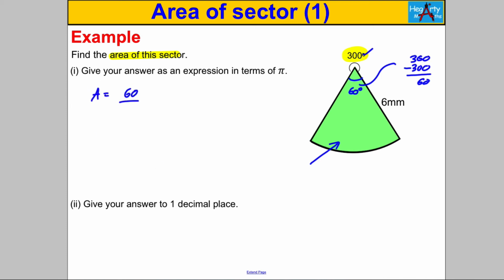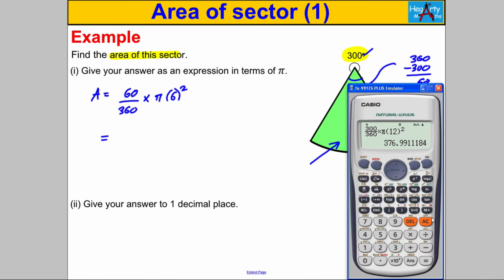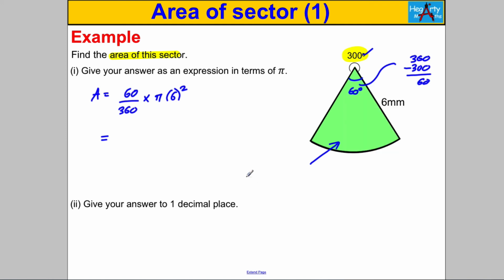We've got 60 out of 360 of a whole circle. We multiply it by pi r squared, where r in this case is given as 6. So we type that into the calculator, and we get ourselves 6 pi. So the answer here is 6 pi, and the unit is millimeters squared.